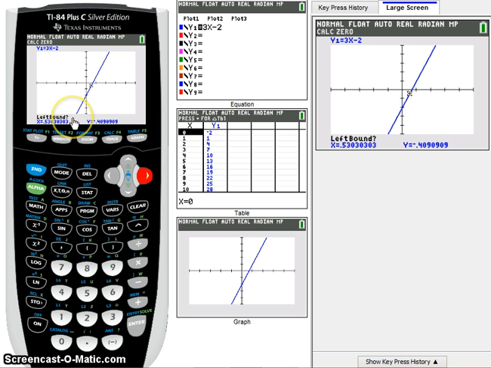So it asked me for left boundary, and I gave that to it. The left boundary that I want to use is right there. Now, I hit enter, and now I'm going to continue moving it, because you can see down here it says right boundary. I want the right boundary to be to the right of the intersection. So I want to go up to about there and hit enter.